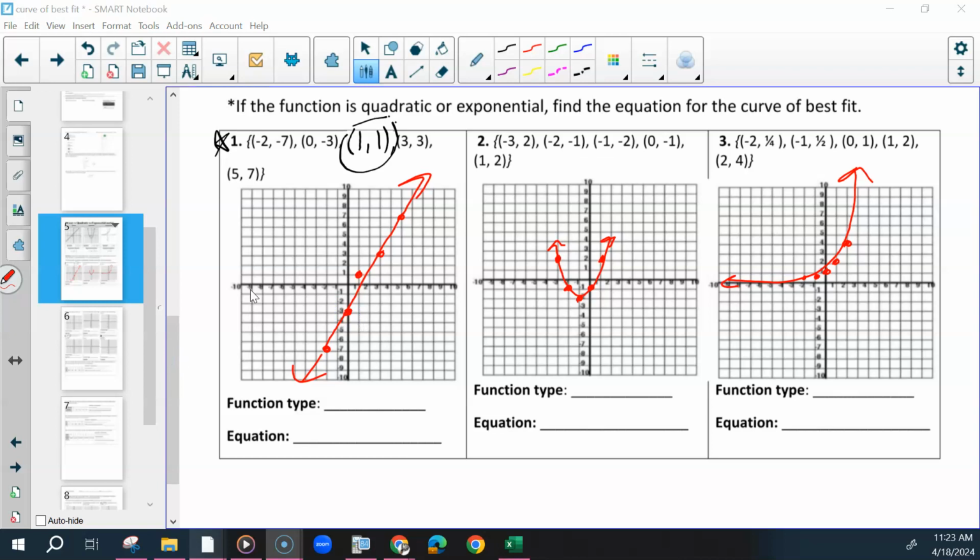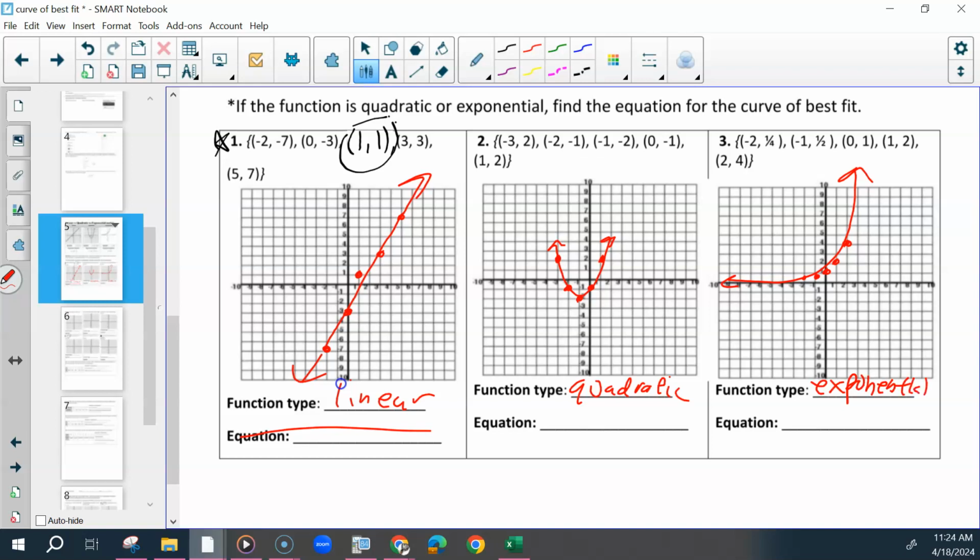Alright, for number 1, what would that function type be? Linear, quadratic, or exponential? Linear. The line is linear, so we're not going to find that function. You could if you wanted just to practice, but we're not going to do that together. What about the second one? Quadratic. So we're going to find that equation here in a moment. And then the last one. Exponential.